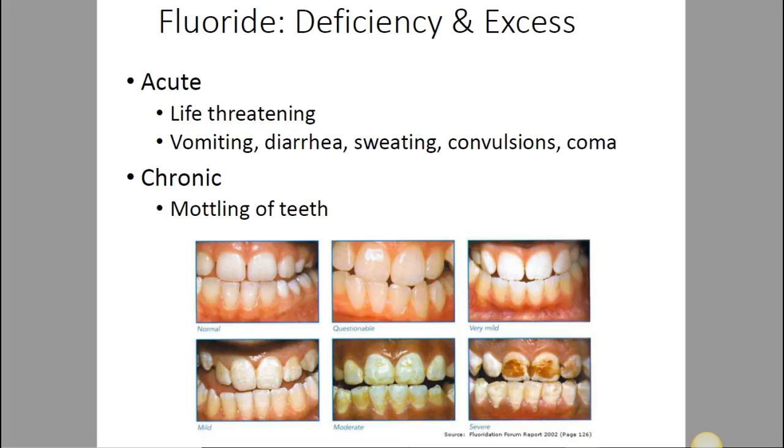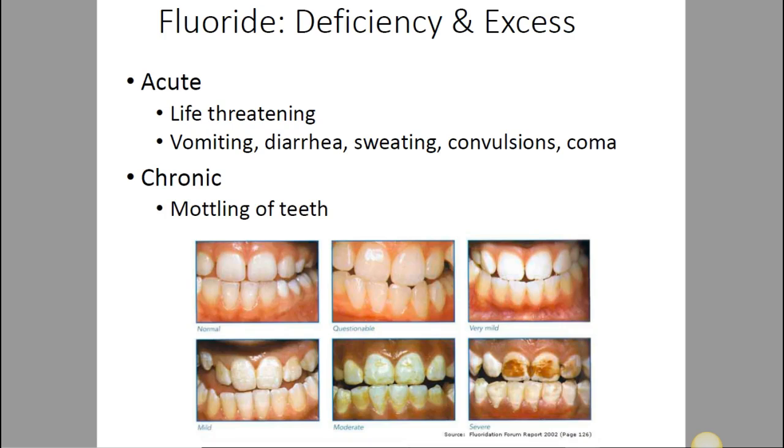So when we talk about fluoride deficiency, we see an increase in dental caries. But this slide, and I'm realizing that the title is a little confusing, documents the potential effects of excess intake of fluoride. An acute intake can be life-threatening. You can see symptoms starting at vomiting, diarrhea, sweating, but leading to convulsions and even coma.